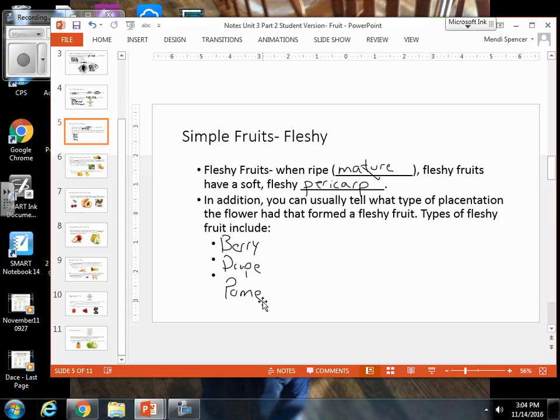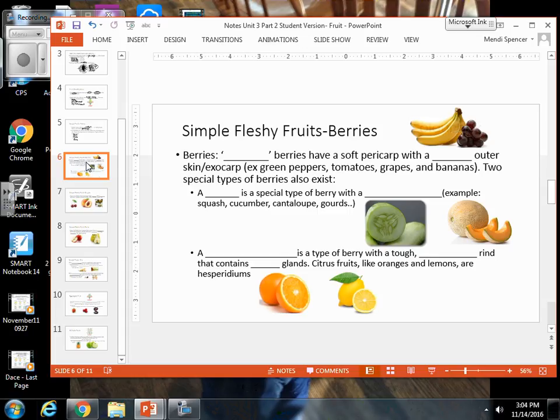So let's look first at berries. What you normally think of as being a berry may not actually be a berry, okay? When we're thinking of it botanically. So, if we're looking at a true berry, they're going to have that soft pericarp because they're a fleshy fruit, but they're also going to have a thin outer layer, a thin exocarp.